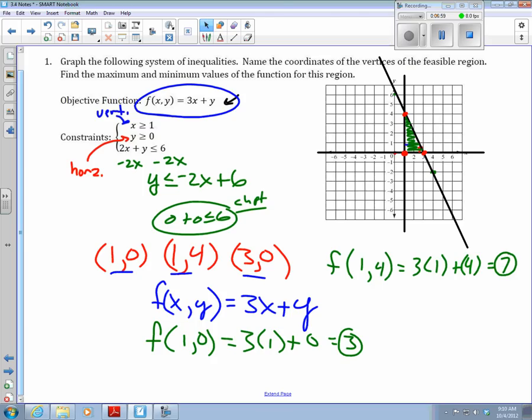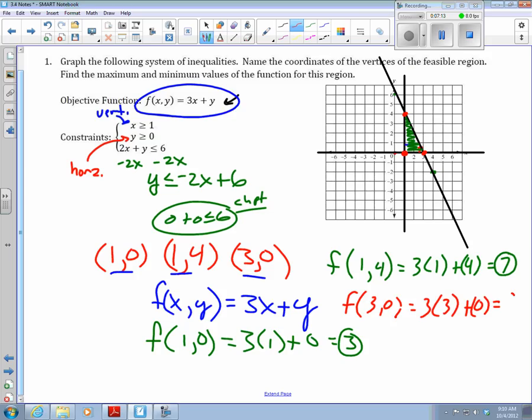Finally, my last one here, I'll put it in red so we can see it. F of 3, 0. So we got 3 times 3 for the x plus 0 for the y. That's going to give me 9. Now I can see this. My maximum value here is going to be 9. My minimum, smaller value, is going to be 3. So the minimum of this particular function is 3 and the maximum is 9, according to this linear programming problem.